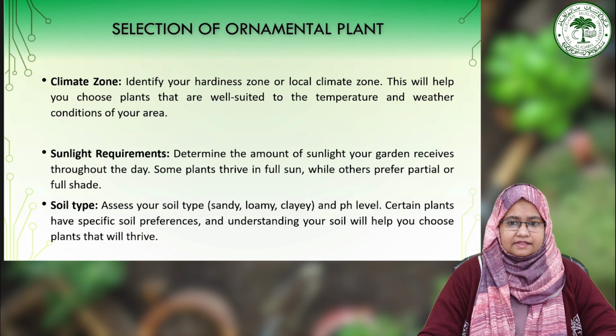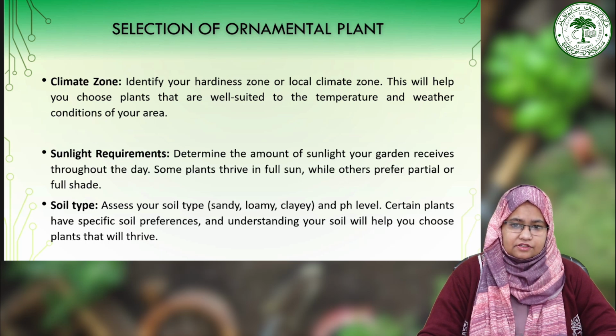Next is sunlight requirements. Determine the amount of sunlight your garden receives throughout the day, because some plants thrive in full sun while others prefer partial or full shade.